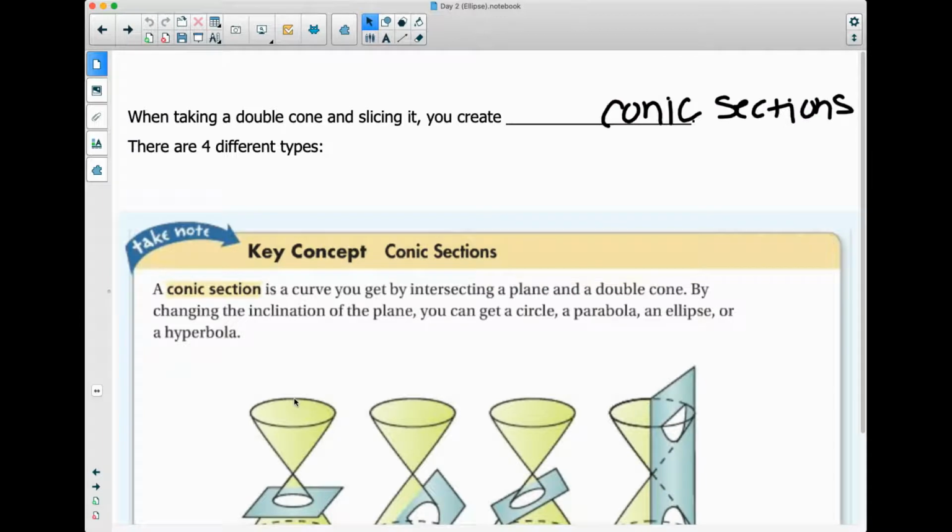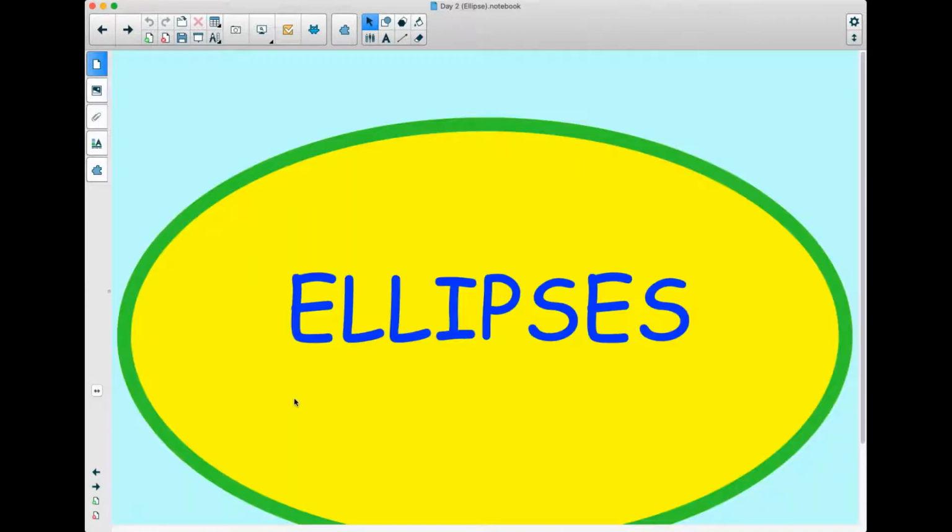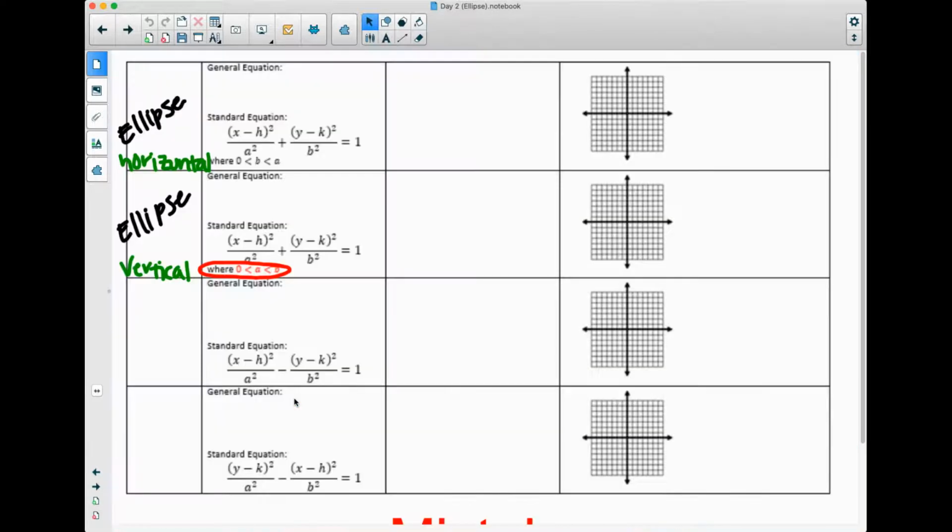All right, so an ellipse we're going to be looking at today. We have both horizontal and vertical.